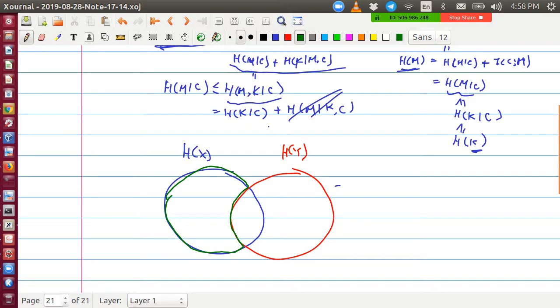will be H(X given Y), what's in the middle will be the mutual information I(X;Y), and on this side will be H(Y given X). So by the way, what's H(X,Y) here?